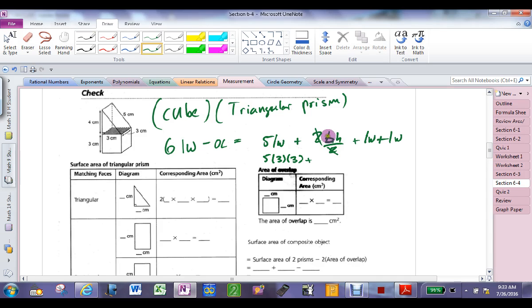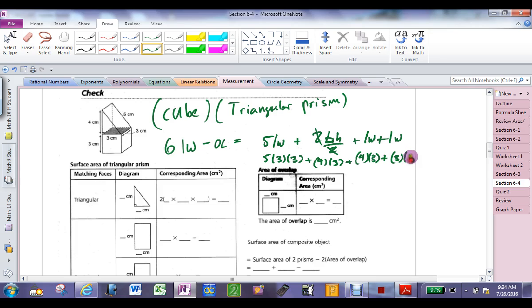Base times height on the triangle is what? What's the base times height on the triangle? 4 by 3. And what's the one of the LWs on the rectangle? 4 by 3 again. And what's the other LW on the rectangles that you care about?